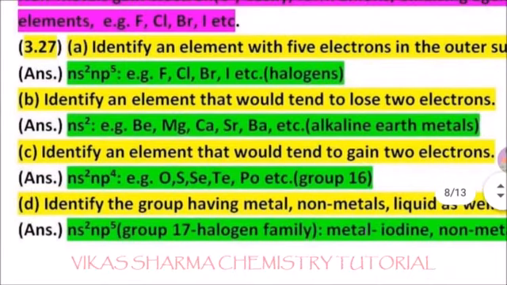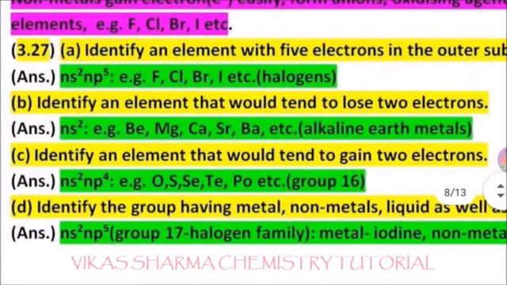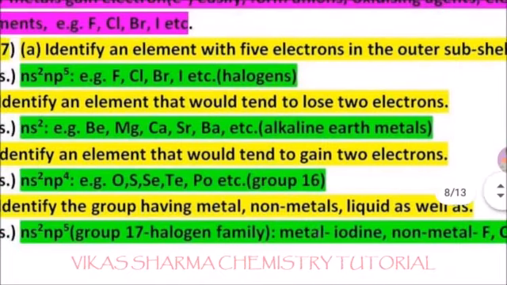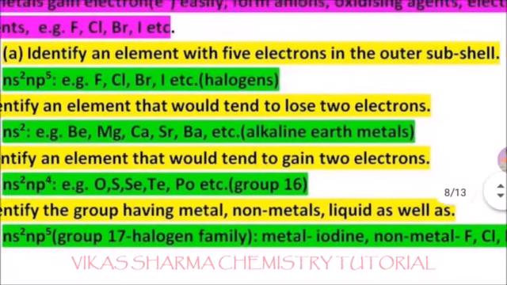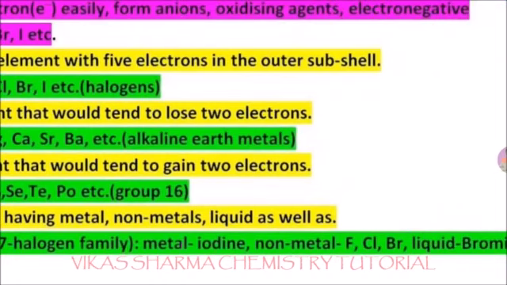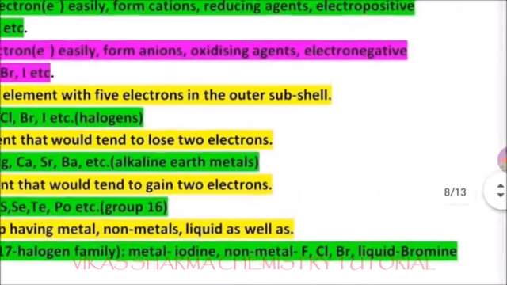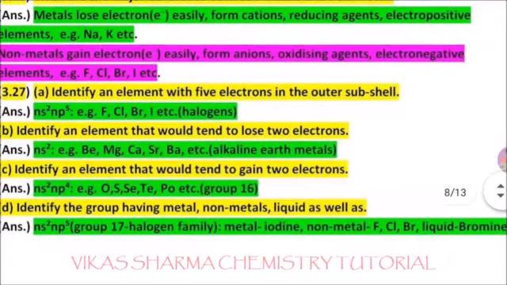Third, identify an element that would tend to gain 2 electrons. The configuration is ns2np4, and it belongs to group 16, the oxygen family. Oxygen, sulfur, selenium, tellurium, polonium are the examples. Then identify the group having metal, non-metal, and liquid as well. The answer to this question is group 17, ns2np5 is the configuration, and the metal is iodine. The non-metals are fluorine, chlorine, bromine, and bromine is the only non-metal found in liquid form at room temperature. So group 17 is the answer to this question.